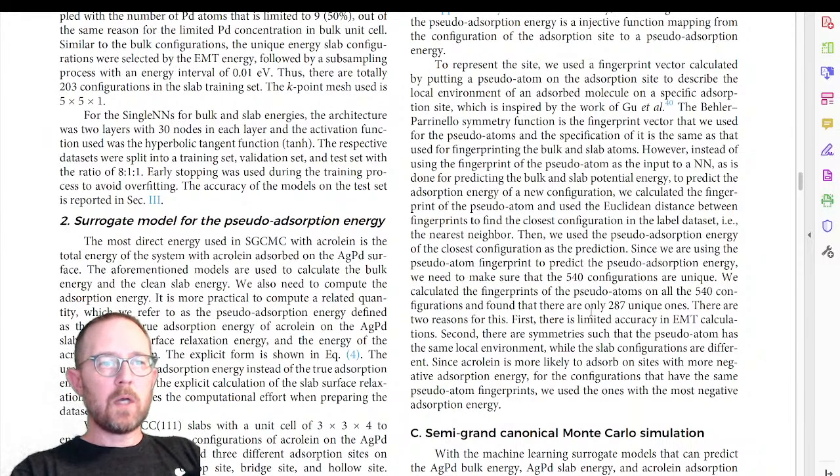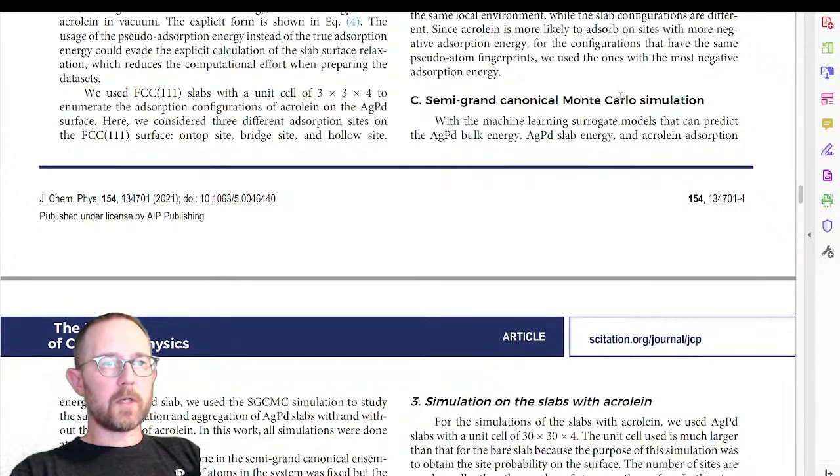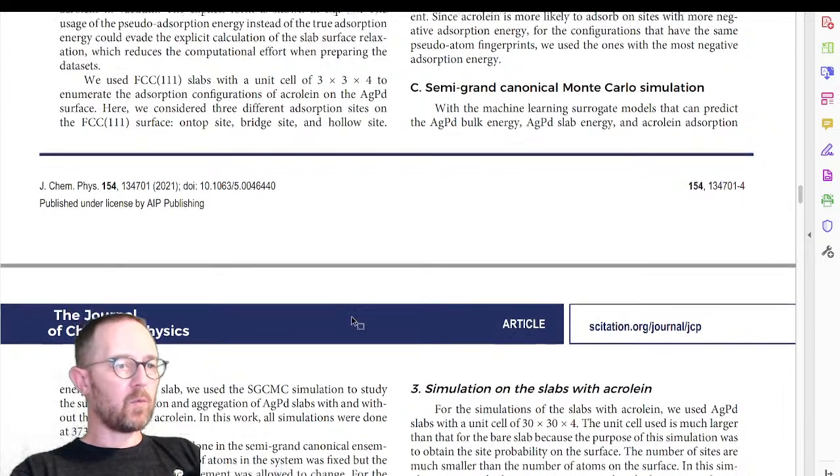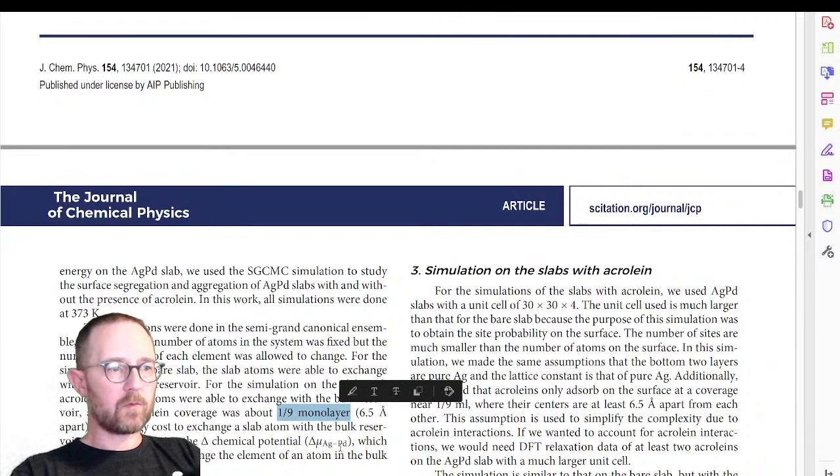I'll show you what it means. But we found that with 287 different geometries, we could get a pretty good model that we think is good enough for the absorption energy. And then finally, we do the semi-grand canonical Monte Carlo simulation, where we can fix a chemical potential for the bulk reservoir to exchange with, and we have a fixed number of acrolein molecules on the surface, at about 1/9 of a monolayer.